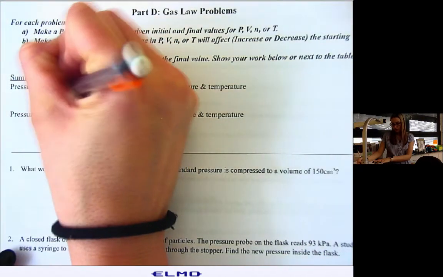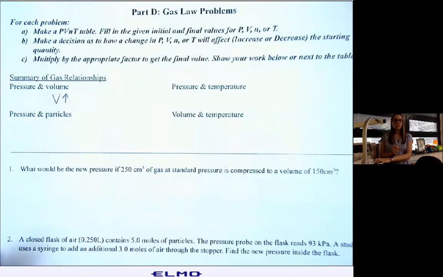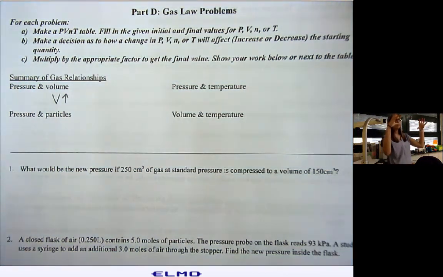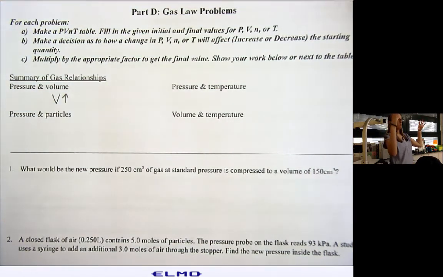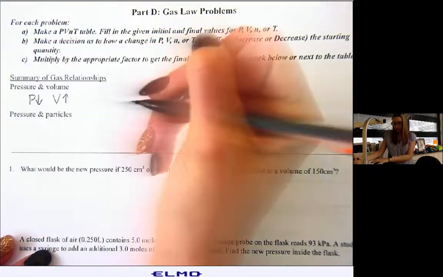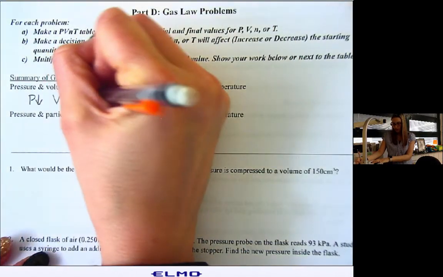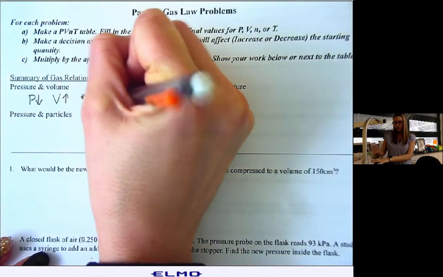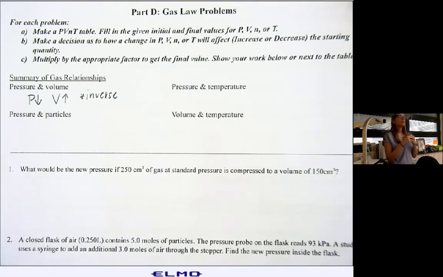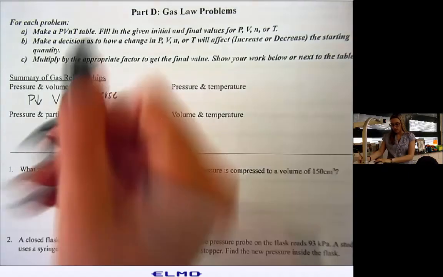We think about volume. As volume increases, as volume gets bigger, what happens to our number of collisions? Goes down. So pressure decreases. Pressure and volume is the only inverse relationship that we look at. It's the only one that's opposite. The reason we're going over these relationships again is because it's going to be useful when we start looking at the math.